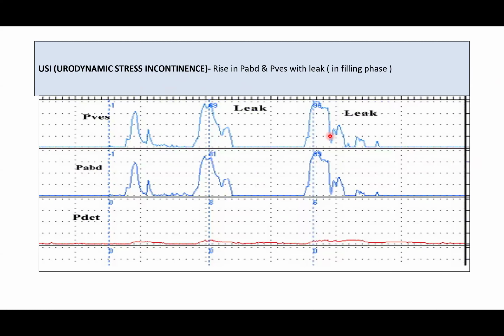What is happening here? Whatever graph is given, confirm the name and identity, the calibration, look at the vesical pressure, the rise is here, yes. Abdominal pressure, the rise is here. Detrusor, no rise at all. Any leak? Yes, the leak is here. So this one is your urodynamic stress incontinence. Okay. I hope the graphs are clear. Now you people can read any graph given in the exam.